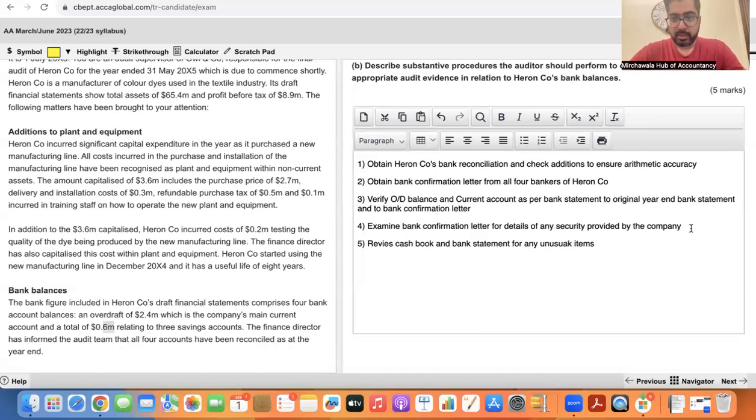Examine bank confirmation letter for details of any security provided by Heron company. Review cash book and bank statement for any unusual items. Okay, so we just talked something about the scenario. That's it. Please copy this.